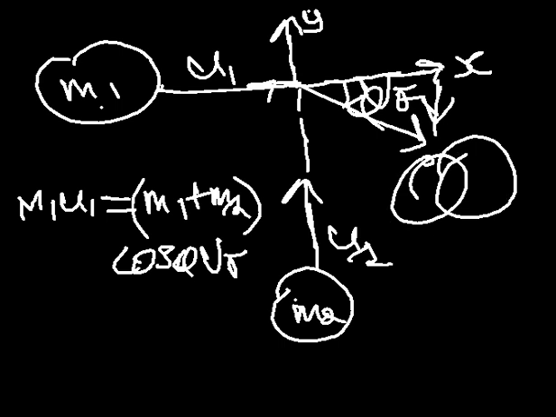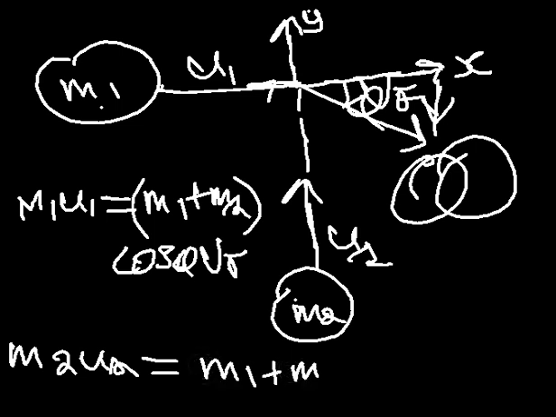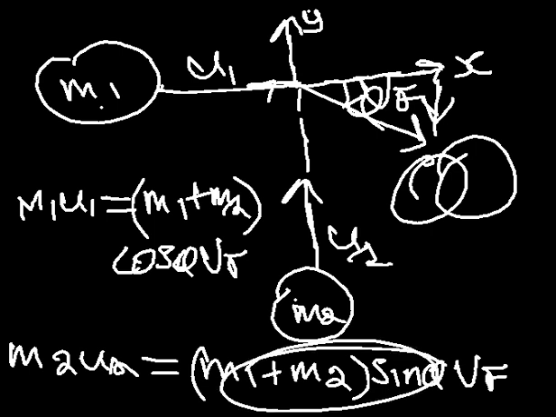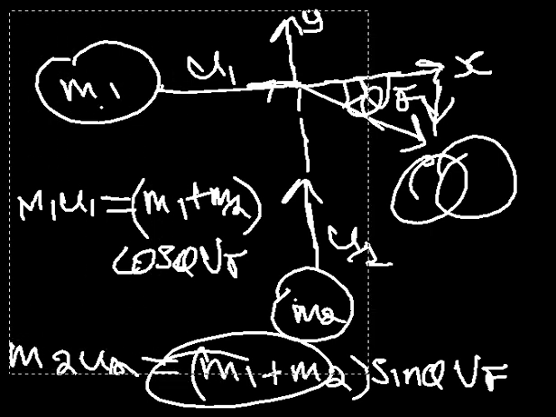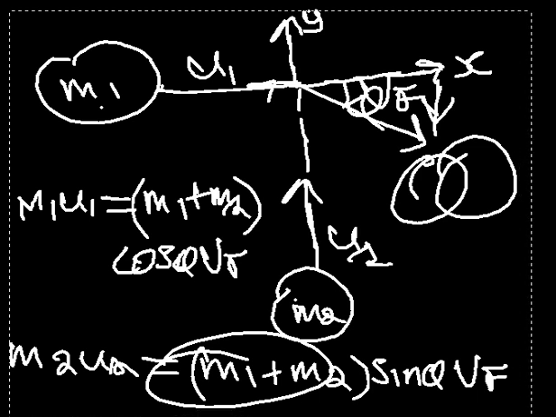In the same case, the momentum along y will be m2 u2, which is equal to m1 plus m2 times sine theta vf. So this will be the formula for the collision for the momentum along the y-axis. Then we can find whatever we are to have at the end of the day. So keep that in mind.